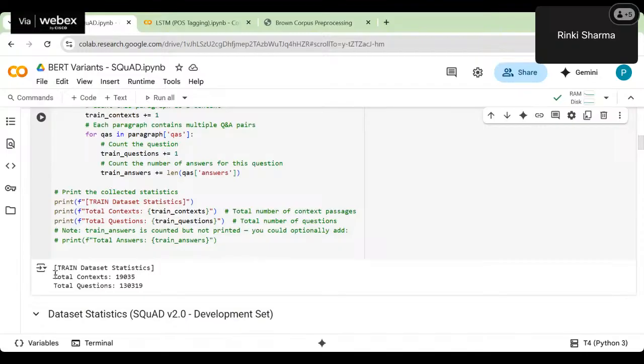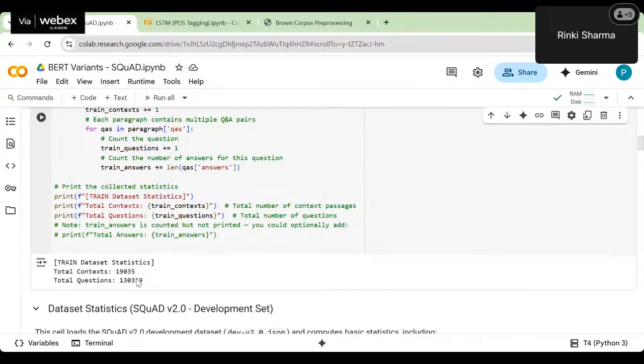So in the training dataset, we have in total 19,035 contexts, and we have 130,319 questions based on these given 19,035 contexts.